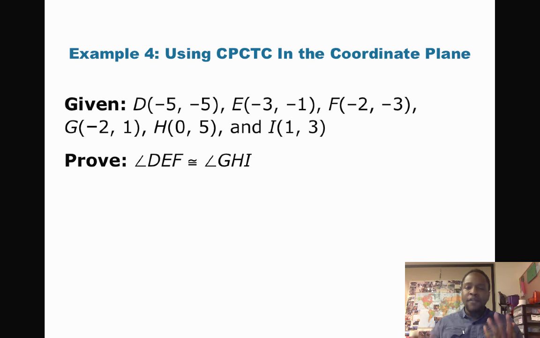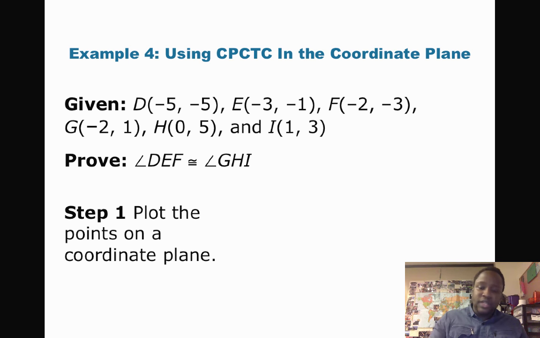Now, there are a lot of things that we can do on a coordinate grid, but it's really hard to tell the measure of angles on the coordinate grid. So we can't simply just measure it. We need to prove that triangle DEF is congruent to triangle GHI. And once we prove that the triangles are congruent, then we can say that these angles are congruent.